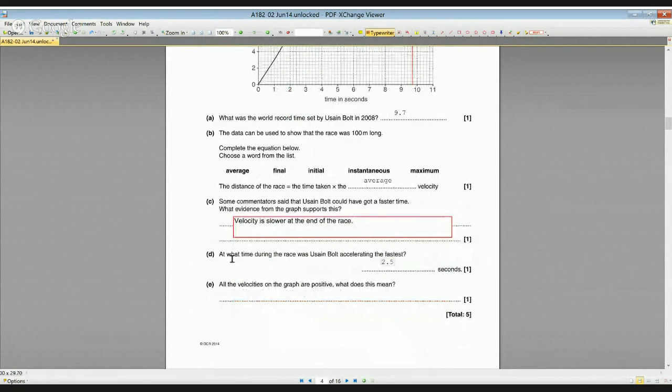And the final part of the question, all the velocities on the graph are positive. What does this mean? Well, velocity is speed in a given direction. So if you have a negative velocity, it means that the object is traveling in the opposite direction. So a positive velocity means that throughout the whole race, Usain Bolt was running in just one direction.